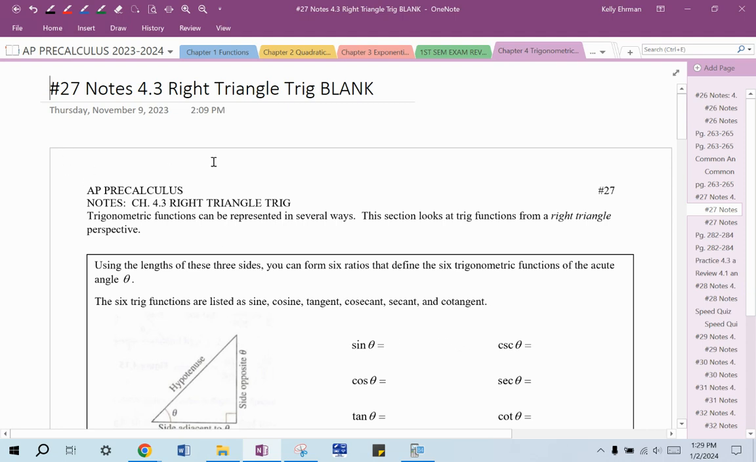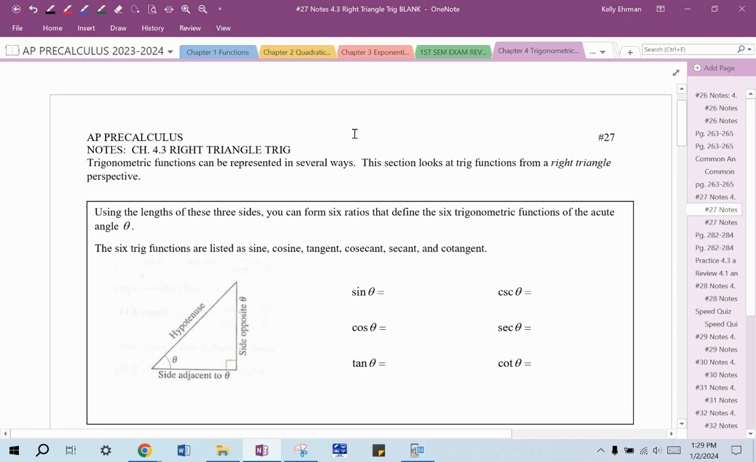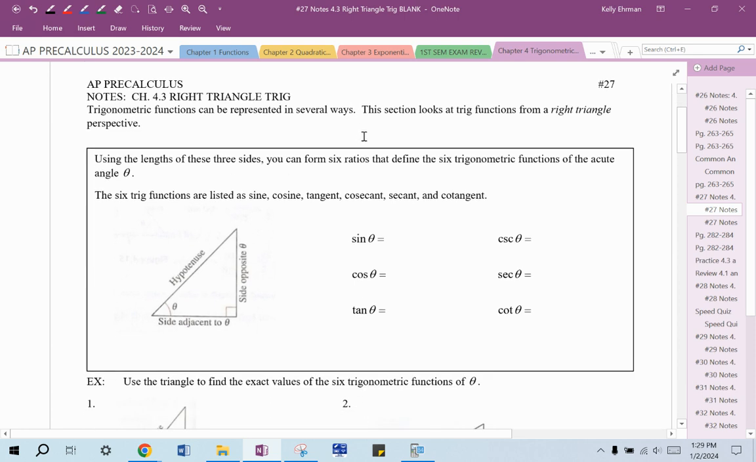All right, so we're skipping section 4.2 for a little bit, and we're going to go to right triangle trig, which is section 3. And if you're in physics, I understand you've already been doing some of this stuff. And any of you who had geometry learned about the first part of trigonometry. So we can represent trig functions in a lot of different ways. And so we're going to start by looking at trig functions from a right triangle perspective.